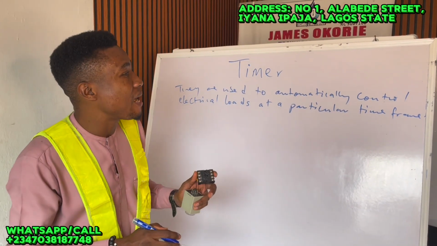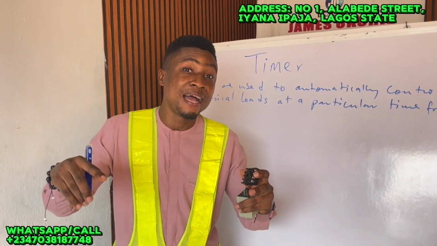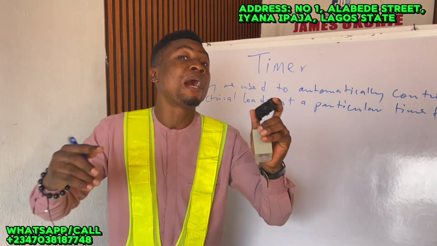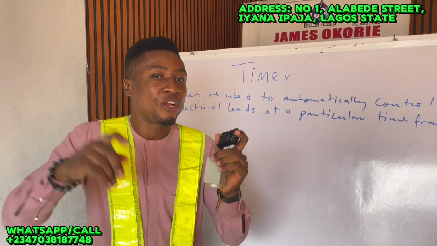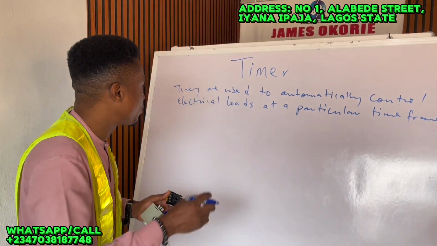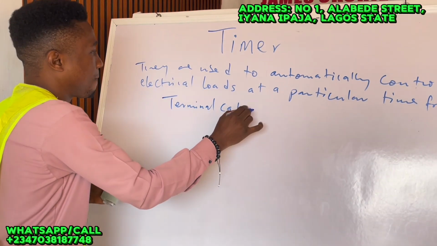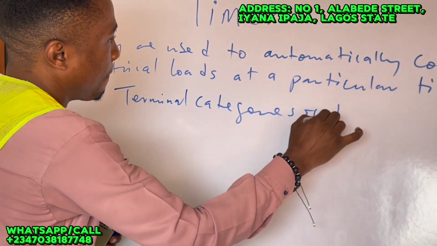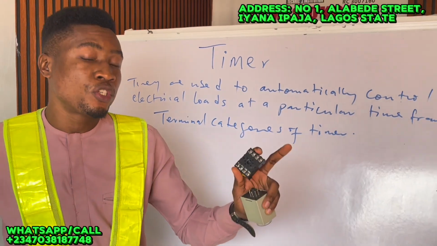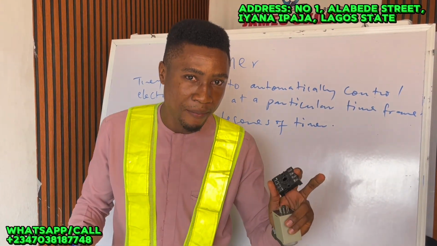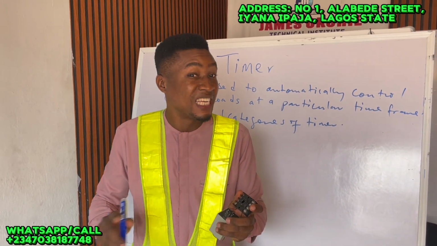And while using timer, you must know the timer, just as I said before, because as an automation engineer, you must understand how to use timer before you can boastfully say that you can automate anything, because using timer is a must as an automation engineer. So let's look at the terminal categories of timer. We have what we call 4 terminal categories of timers. I will list them, then we'll start describing them one after the other, explaining them one after the other.